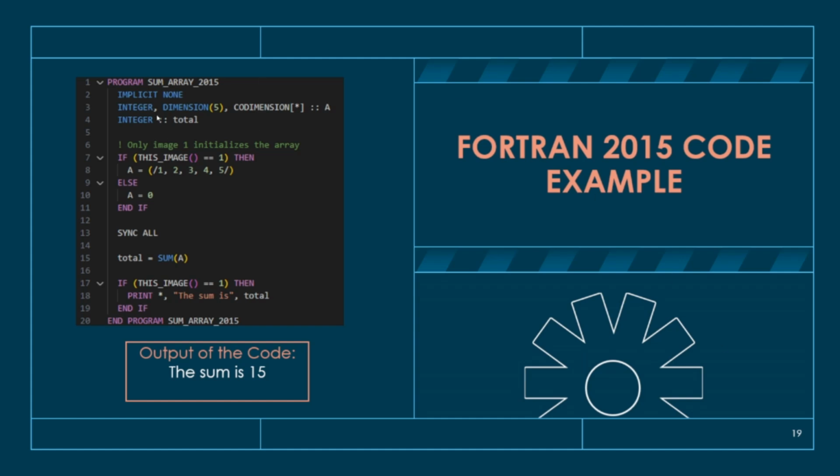So we have the program name, and the variables in the array appear. If this image is 1, this is only going to initialize a single array. If this variable is not equal to 1, then it's going to do a equals 0, so if there's nothing, and it's going to end the if. It's going to then take the total of the sum of the array and print it out if it's correct. So if it equals 1, then it'll print the sum is 15, and then it will end the program.